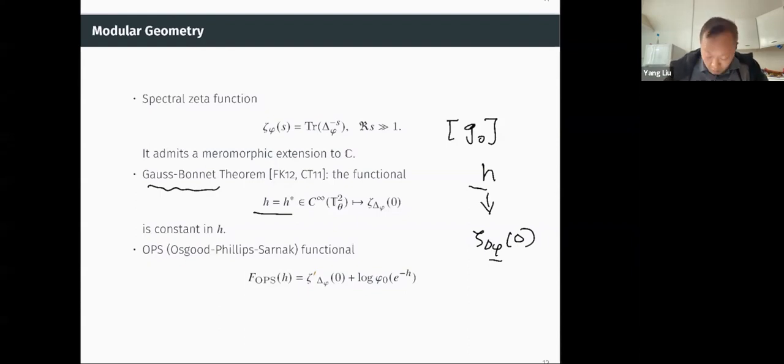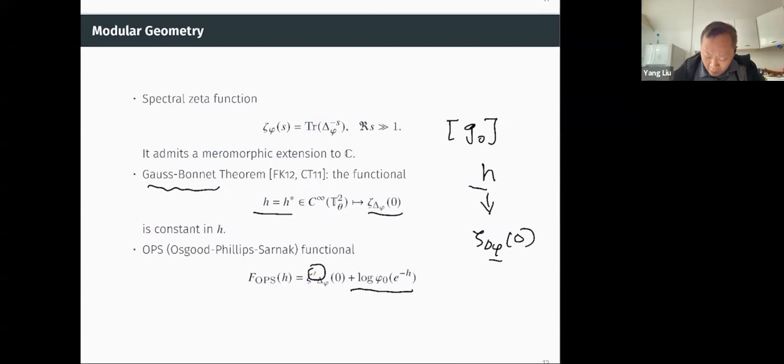Now if we look at this functional, it's probably not interesting, it's a constant functional. So what's the next step? The value of the zeta function is constant, so then we look at the first derivative. It's the Ray-Singer determinant. And then we do a sort of normalization, plus a log of this.